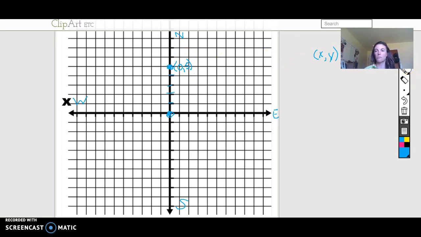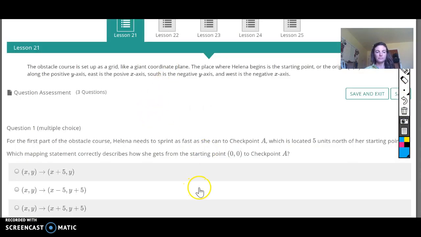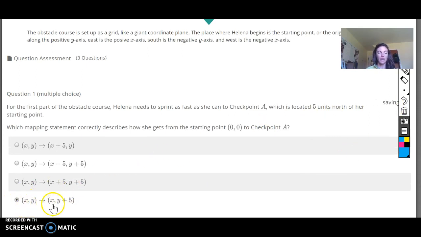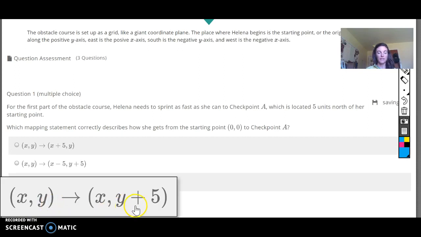So then let's go back to the answers here. As a mapping statement, we're not necessarily acknowledging starting at the origin. We're just acknowledging that we're starting at an x value. Our x value happens to be 0, but it is not going to change, and our y value is going to go up by 5. So the only one of the possible answers that meets that is this one, because our x value isn't changing, but our y value is going up by 5.